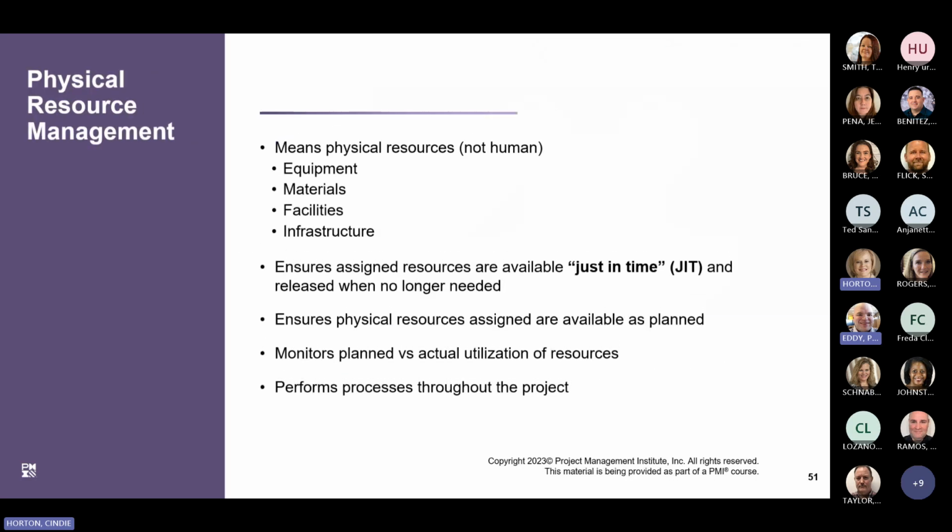Controlling resources also pertains to the physical resources required for the project, including equipment, materials, facilities, and infrastructure. This is critical to continually ensure that those physical resources identified as being required are available as planned. This includes just-in-time availability at the right time, in the right place, and the right amount as planned to control costs and risk exposure. It's also important to realize when these resources are no longer needed and thus released so as not to incur additional expenses.